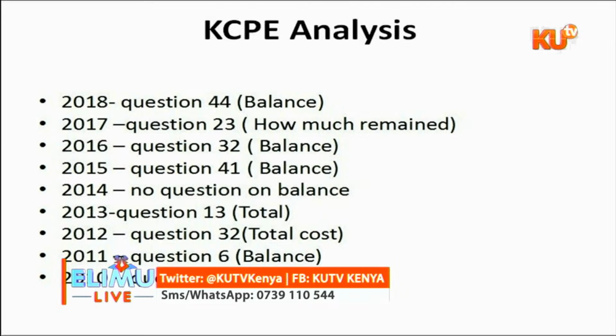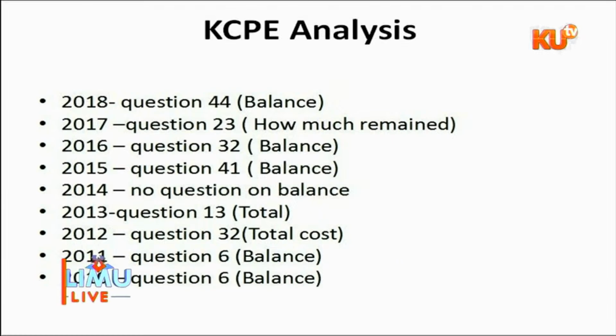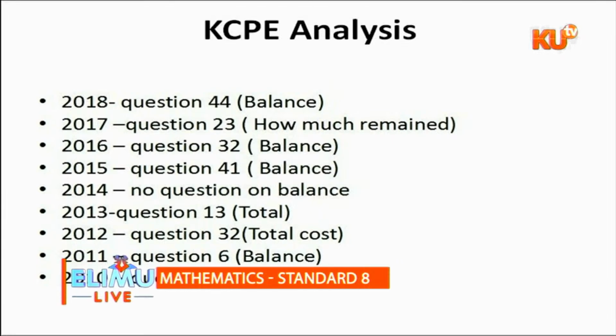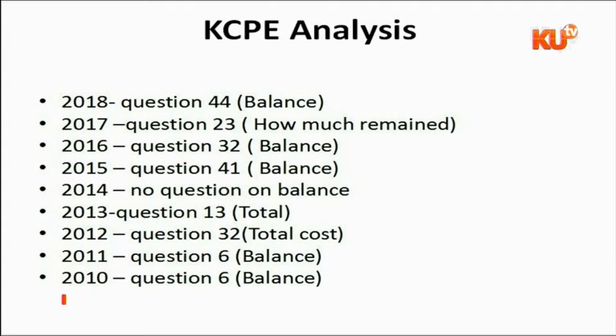What they tested was change. So 2018, question number 44 was testing on balance. 2017, question number 23, tested on balance. That is, they asked how much remained. How much remained, that is the same as getting the balance. 2016, question number 32, they tested on balance. The same with the year 2015, question number 41, they also tested on balance.